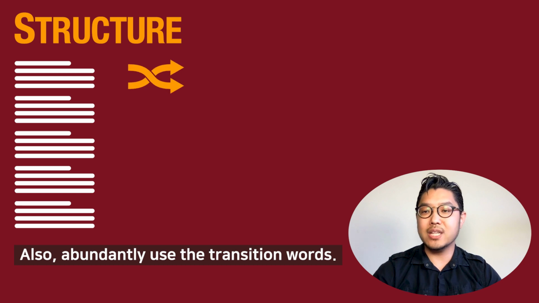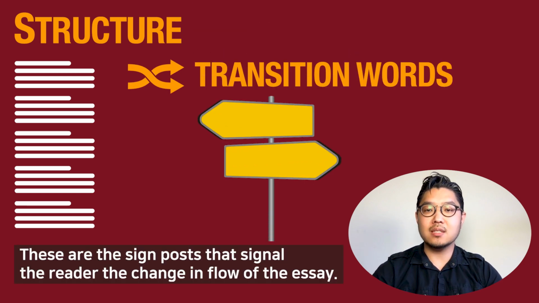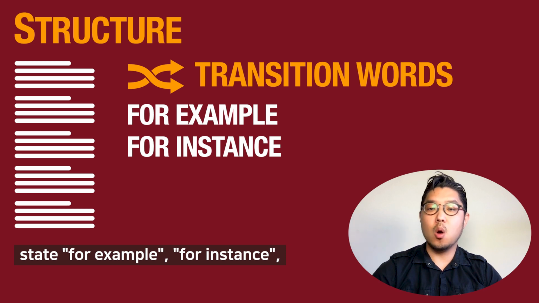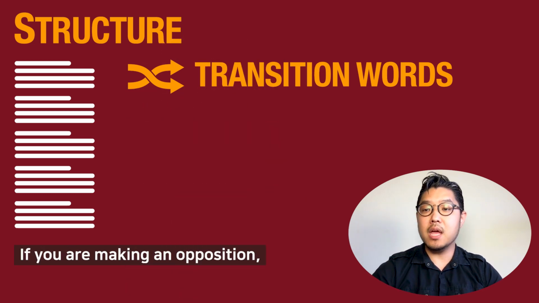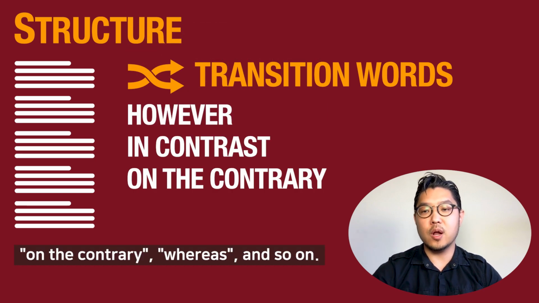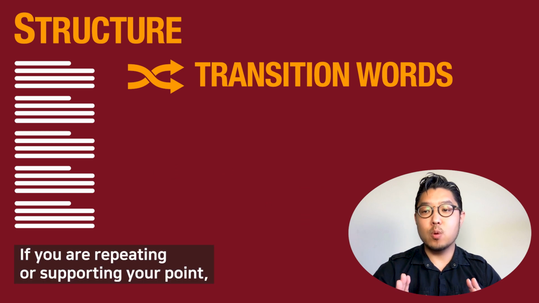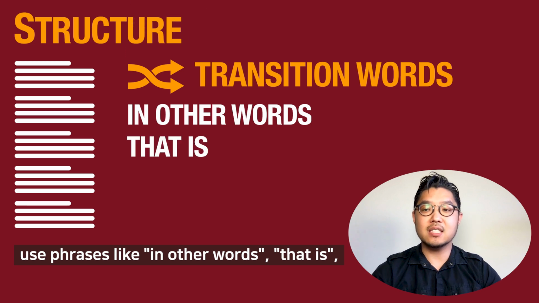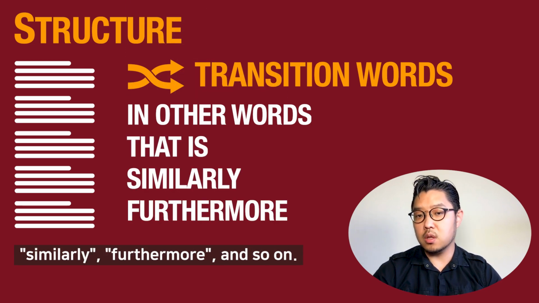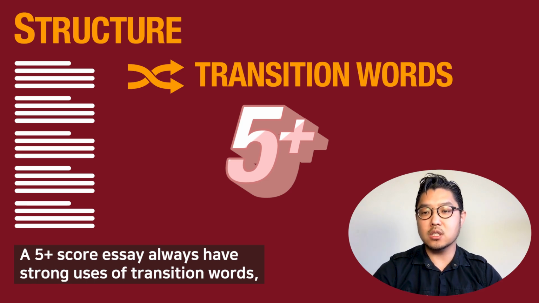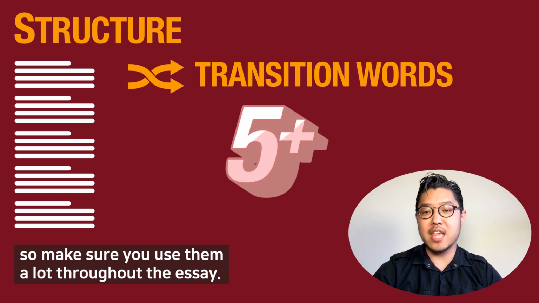Also, abundantly use transition words. These are the signposts that signal the reader the change in flow of the essay. If you are giving an example, state for example, for instance, or to illustrate an example. If you are making an opposition, use phrases like however, in contrast, on the contrary, whereas, and so on. If you are repeating or supporting a point, use phrases like in other words, that is, similarly, furthermore, and so on. A 5+ score essay always has a strong usage of transition words, so make sure you use them a lot throughout the essay.